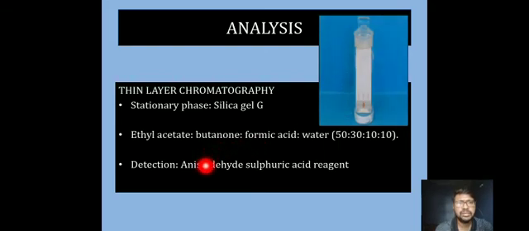Next, after developing the thin layer chromatography plate, you use a spraying agent. The spraying agent is composed of anisaldehyde with sulfuric acid reagent. So this is the analysis procedure for rutin.